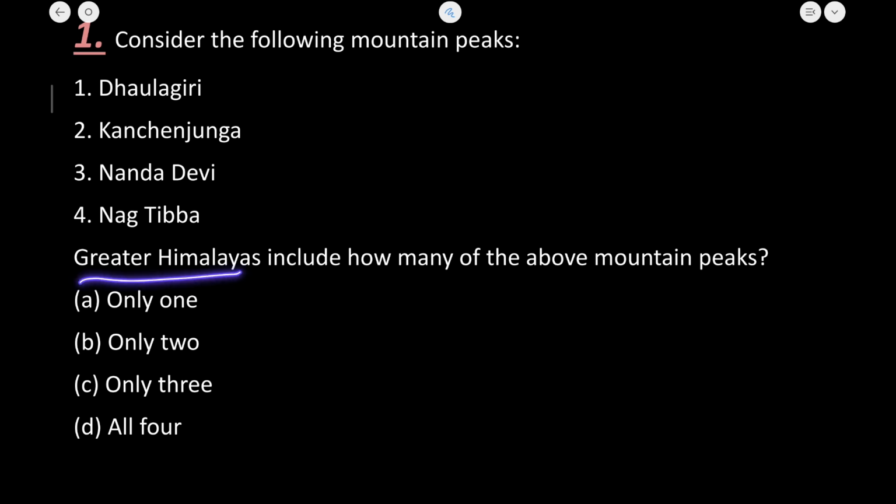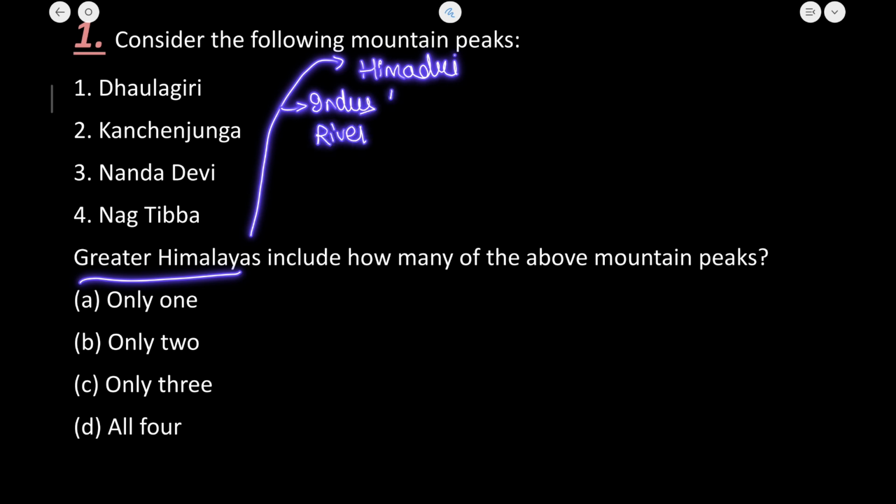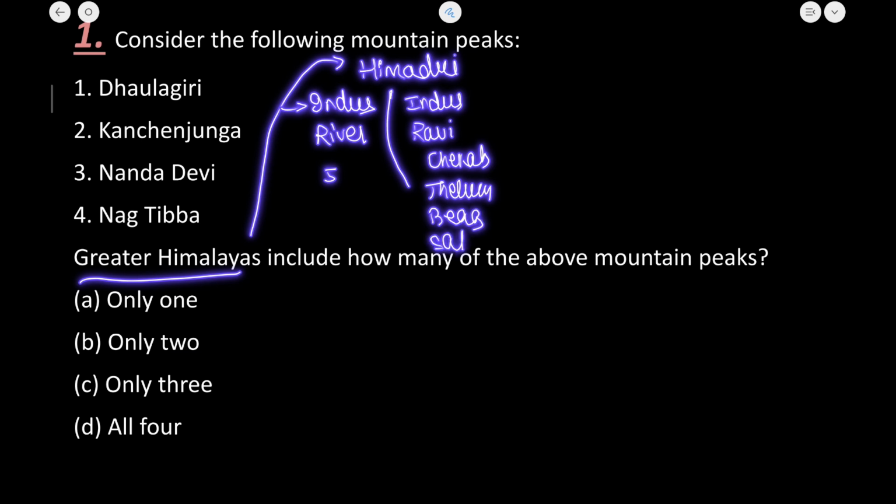Now these greater Himalayas, first of all, you need to know, are known as the Himadri also. Now they extend from the Indus River. Now the Indus River system constitutes of 5 rivers, namely Indus, Ravi, Chenab, Jhelum, Beas and Satluj. So these 5 rivers constitute the Indus Valley system. Okay, now the Satluj is the last river to join the river Indus.